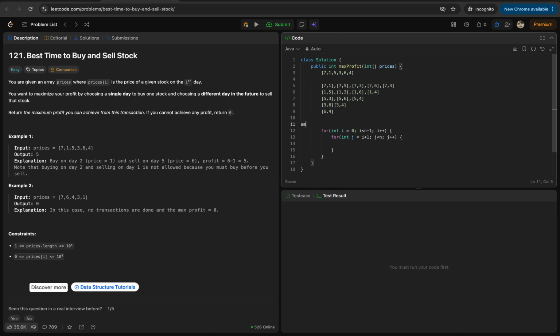We'll keep a max. Initially max 0 होगा, and we'll check if nums j minus nums i is greater than max, तो हम max को अपडेट कर देंगे. max equals to nums j minus nums i. That's it, and then we'll return max. So this is the brute force approach. In this case the time complexity is order of n square, and space complexity is order of 1, remains same.